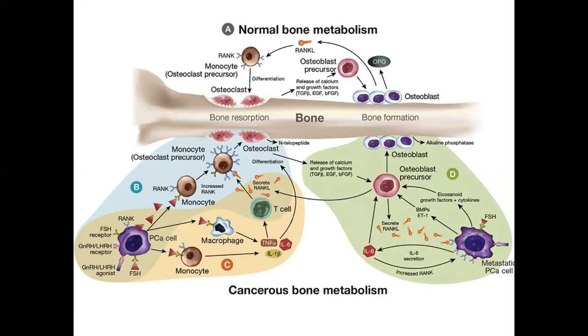So normal bone metabolism is influenced by various factors and hormones, growth factors, transforming growth factor beta, EGF, fibroblast growth factor, then various types of cells, monocytes, macrophages, osteoclasts.